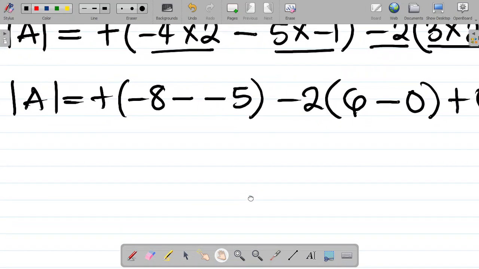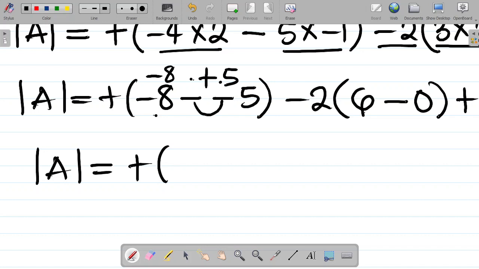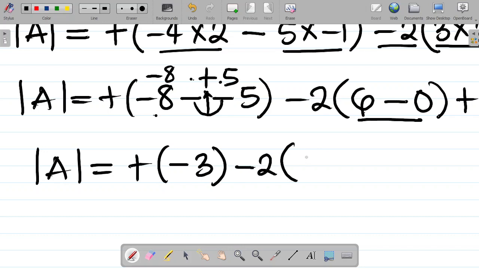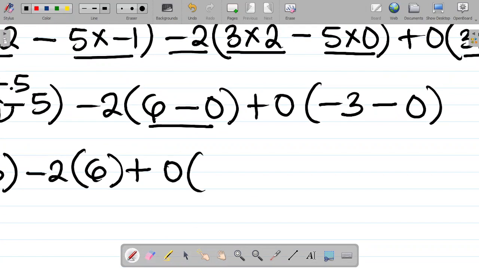So in this case, we would have that the determinant of A is equal to plus, here gives you minus 8. This is minus 8. Minus minus gives you what there? Plus 5. So these two minuses combine to give you plus 5. Minus 8 plus 5 is minus 3. So I have that as minus 3 into minus 2 into 6 minus 0 is 6, plus, finally I have 0 into minus 3 minus 0. If you punch this with your calculator, you have your answer as minus 3.